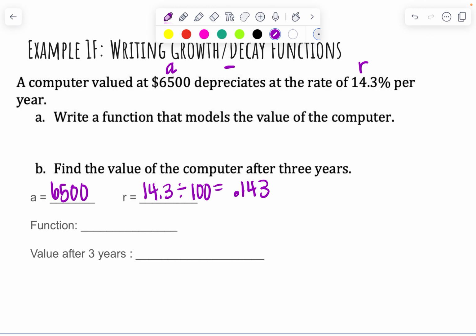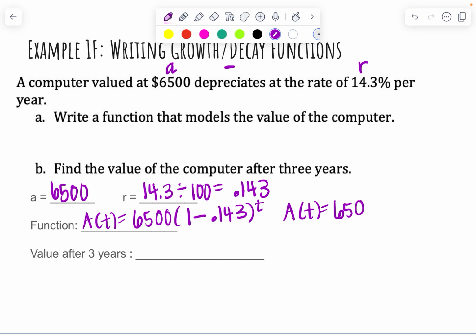Our equation then, A of t equals 6,500 times 1 minus 0.143 to the power of t, which gives us A of t equals 6,500 times 0.857 to the power of t.